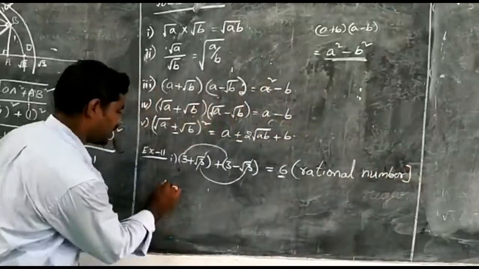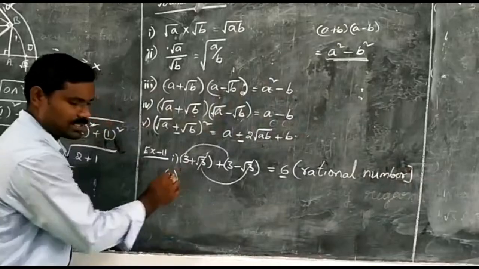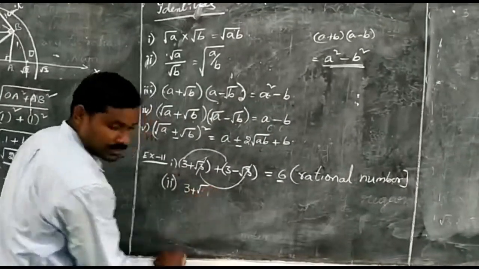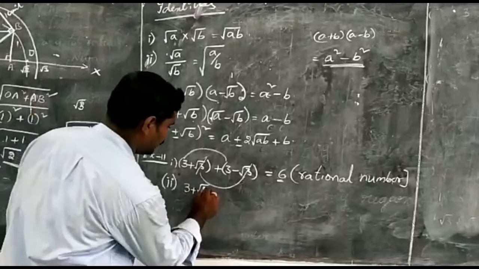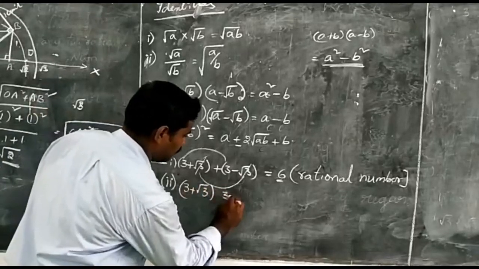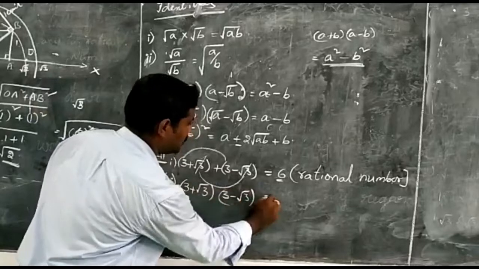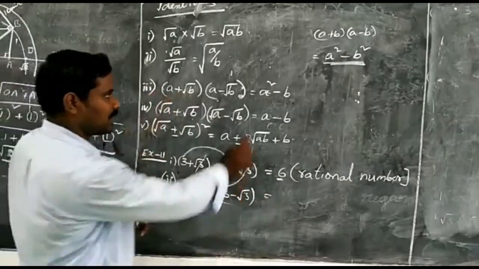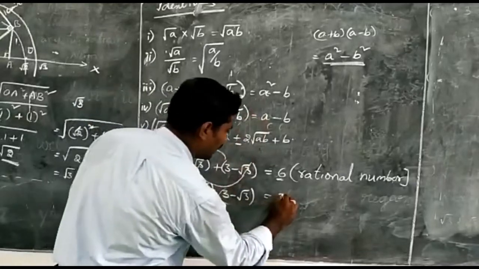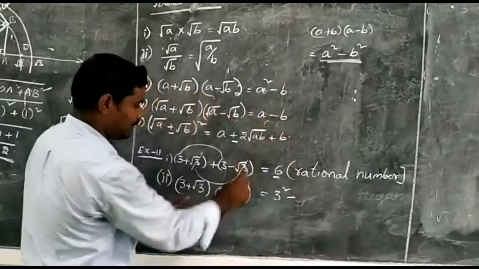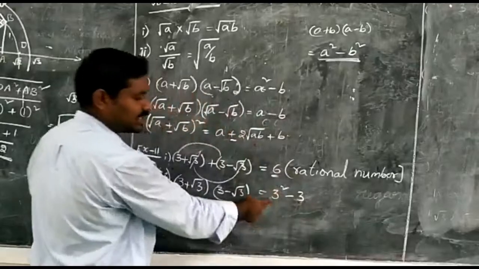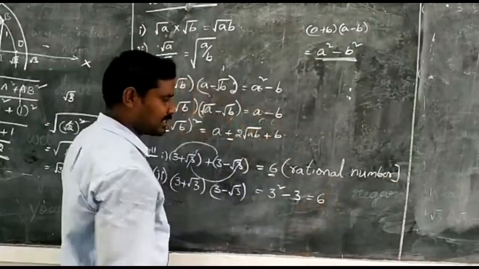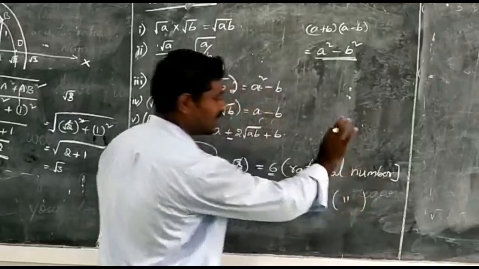Now we are going to the second example, 11th one, second one: (3 plus root 5) into (3 minus root 5). Which formula? Just the third formula you can apply. a square means 3 square minus b, b means just 5. 3 square, 9, minus 5? Yes, 4. 4 is also a rational number.